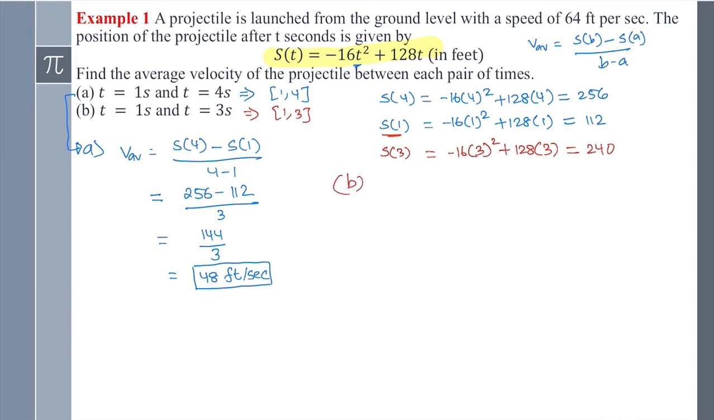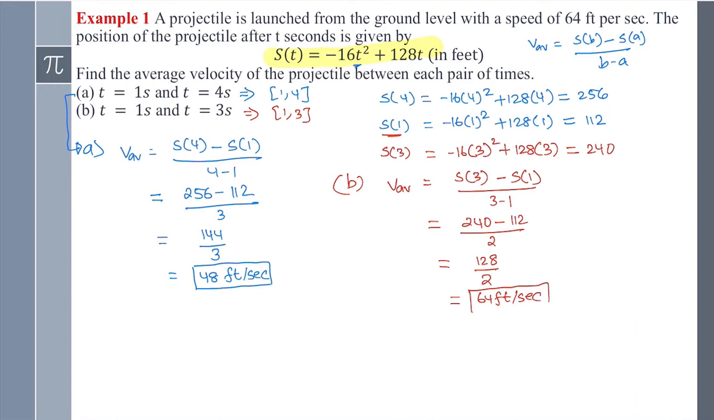Now, the average velocity on that interval is given by S of 3 minus S of 1 divided by 3 minus 1. S of 3 is 240 minus S of 1 is 112, divided by 3 minus 1, which is 2. Now 240 minus 112 is 128, divided by 2. That gives us 64 feet per second. And that is the average velocity over the interval 1, 3.